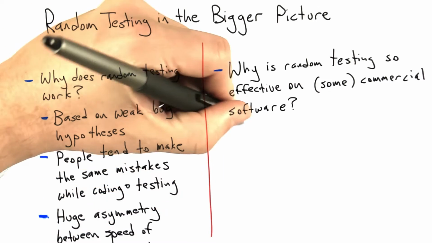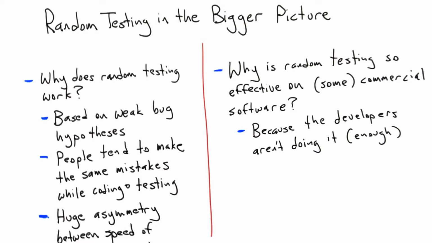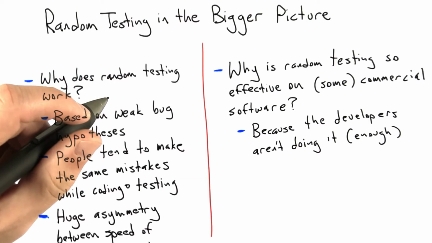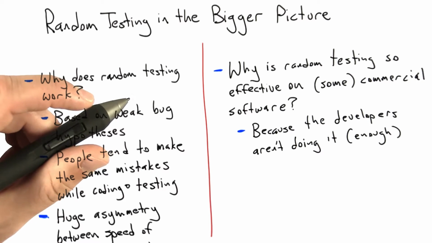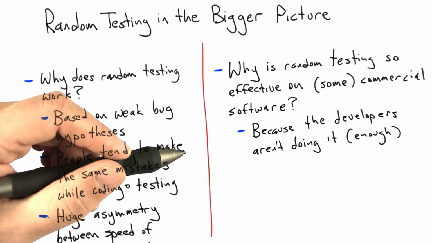And the first reason, I think, is that the developers of the commercial software systems aren't doing it, or at least not doing it enough. And I think it's pretty clear that the kind of bugs found, for example, in the fuzzing papers or in Charlie Miller's talk wouldn't have been there in the software if the developers of Adobe Acrobat or of the Unix utilities had had a reasonably aggressive random testing program.